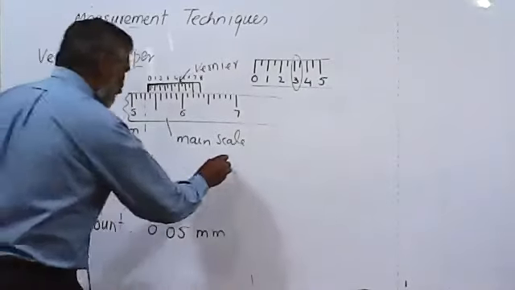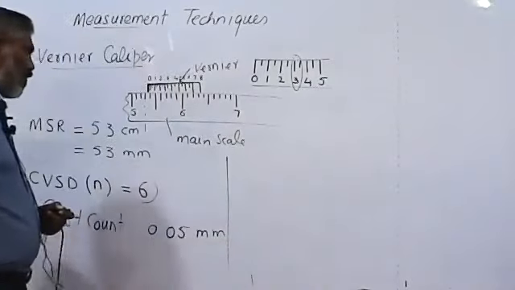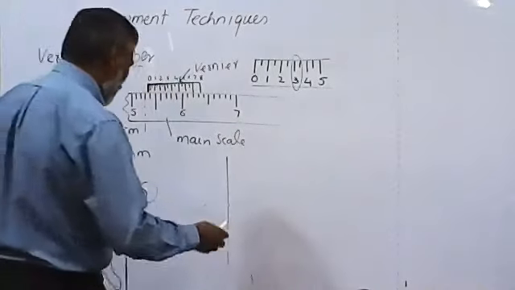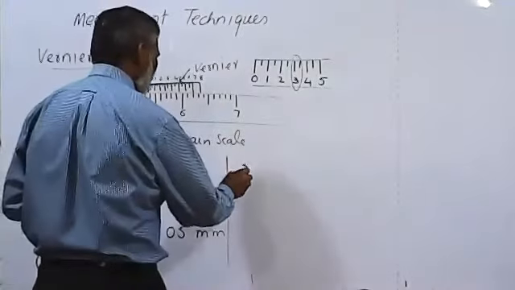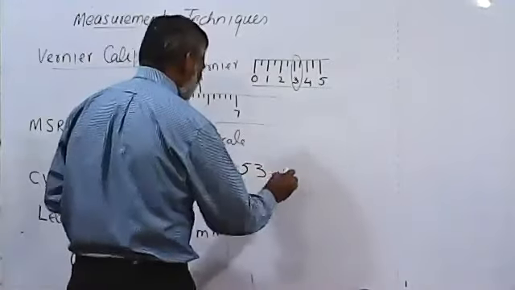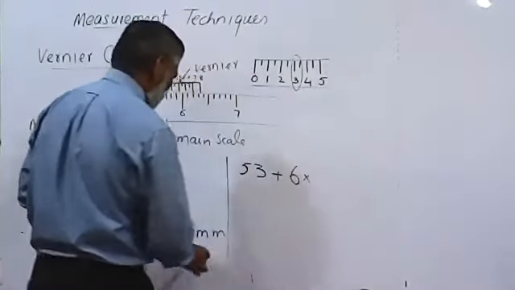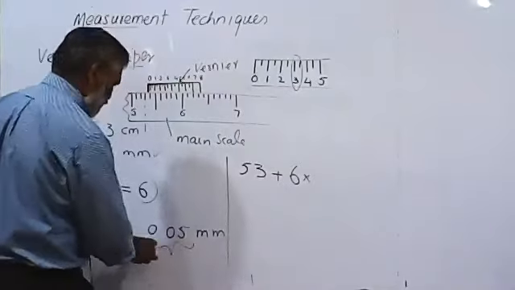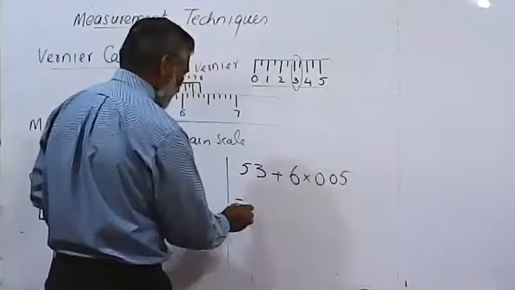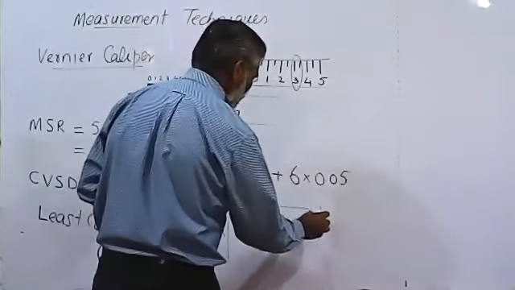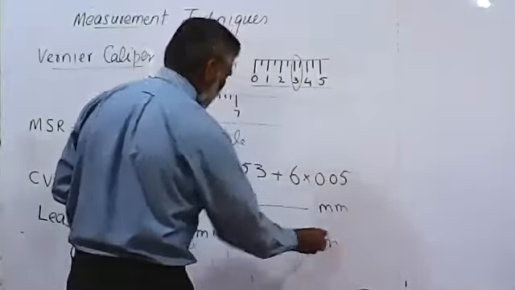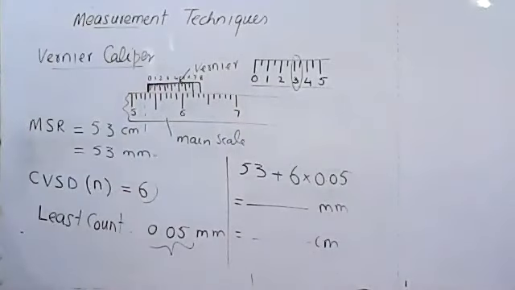So we have a formula to remember how we make our final measurement, how we report it. It is 53, the main scale reading, plus 6 times this number, 0.05. So this will be our answer in millimeters. And of course, it could be expressed in centimeters if we divide it by 10.